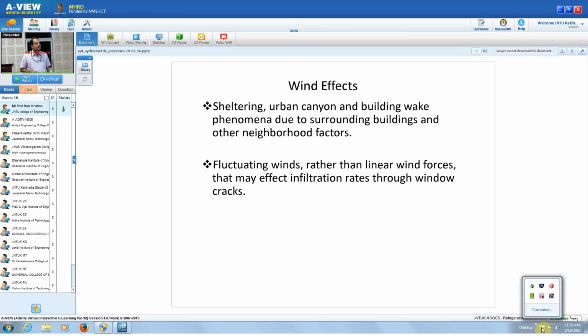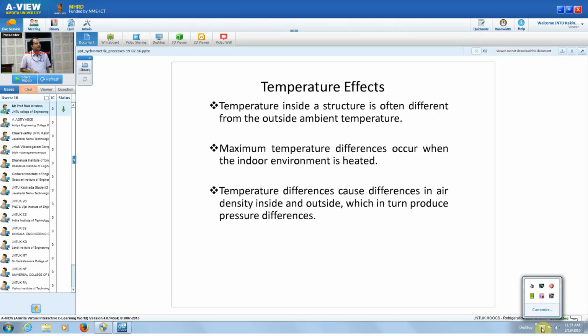sheltering, urban canyon and building wake phenomena due to surrounding buildings and other neighborhood factors also. That means that maybe a number of buildings are there, and due to that also the air changes may be affected. Fluctuating winds rather than linear wind forces may affect infiltration rates through the cracks. Cracks means, as already discussed, maybe any crack in the door or window. Next, then the temperature effects.